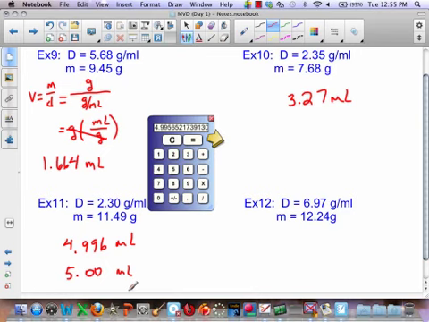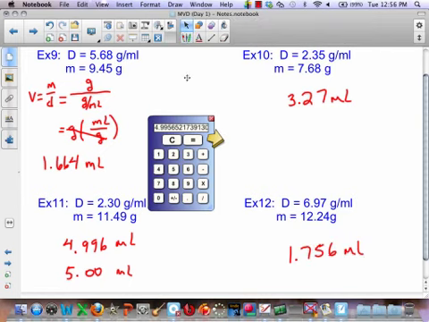All right, Brandy, number 12. 1.756 milliliters. Do they agree? Wrong. All right, guys, that's all I have for us.